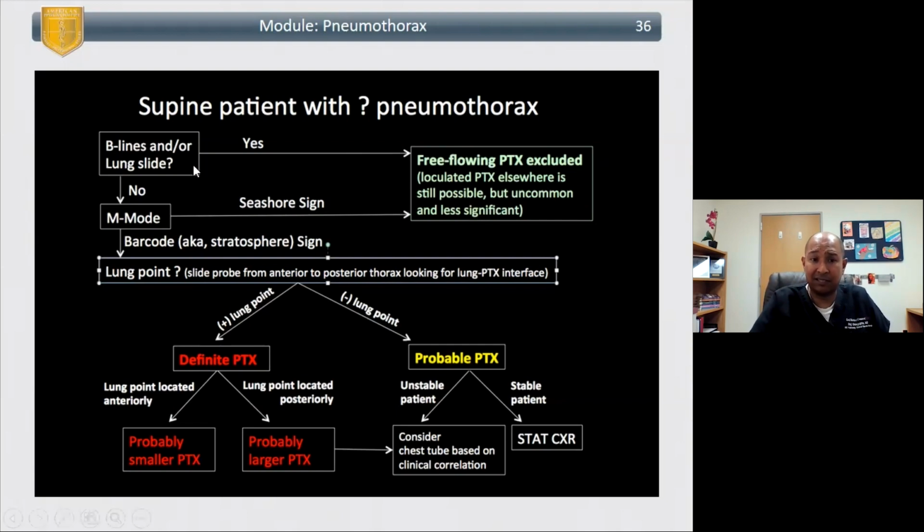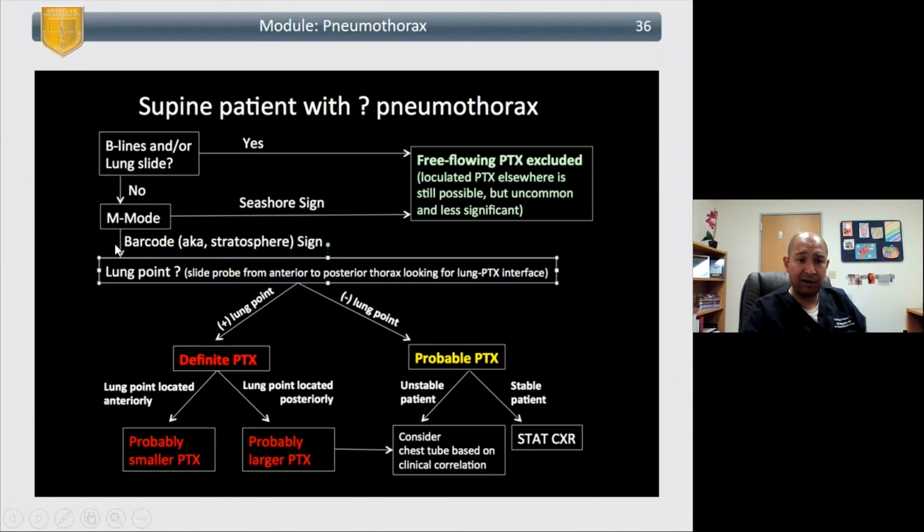If there's no lung sliding, that's no good. And if there's no lung sliding, what do you want to do? Suspect pneumothorax, hit that M mode. M stands for what? Motion. What do you want to look for? The buzzwords that say pneumothorax: barcode or stratosphere sign. You probably have a pneumothorax. If you get the seashore, then it's not a pneumothorax.